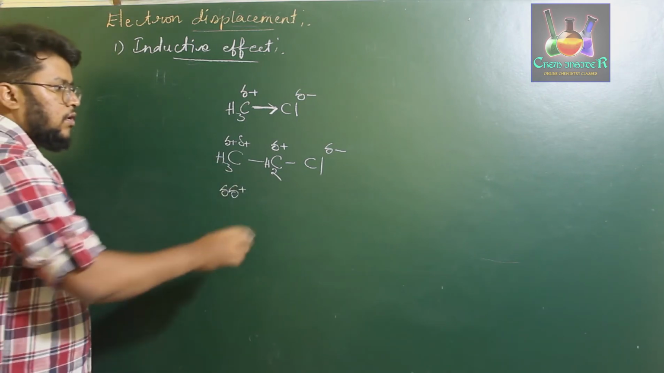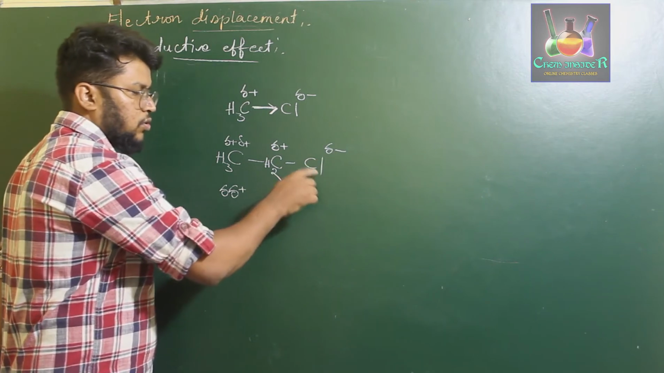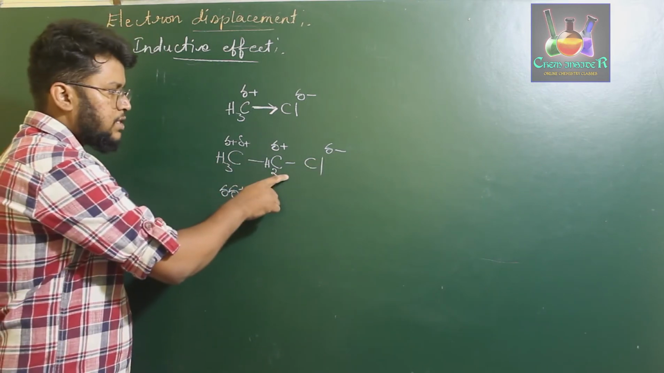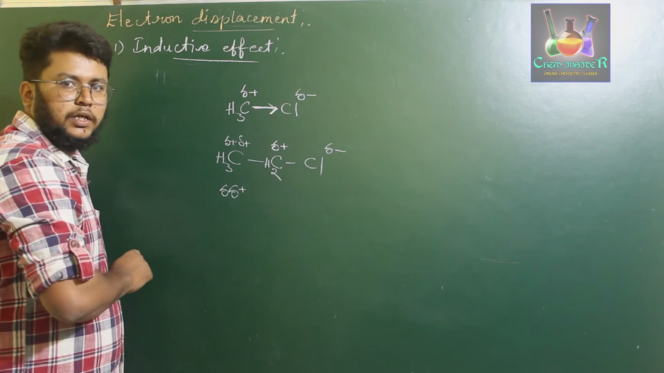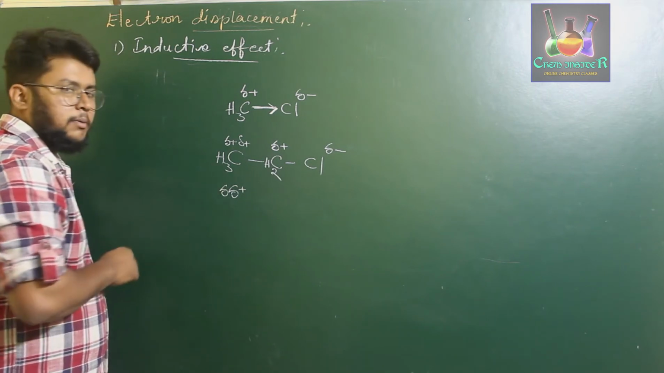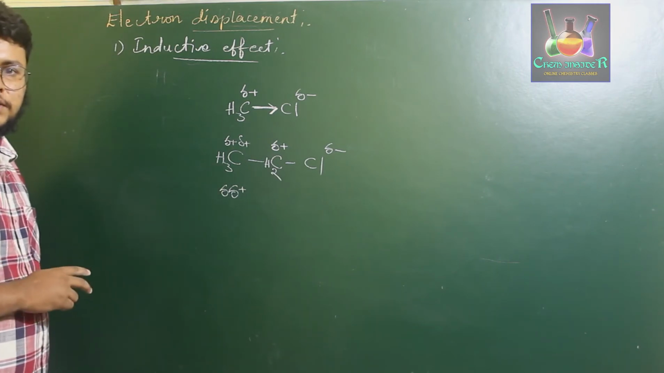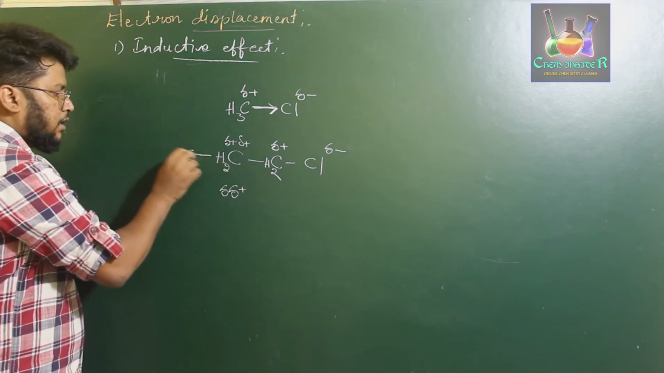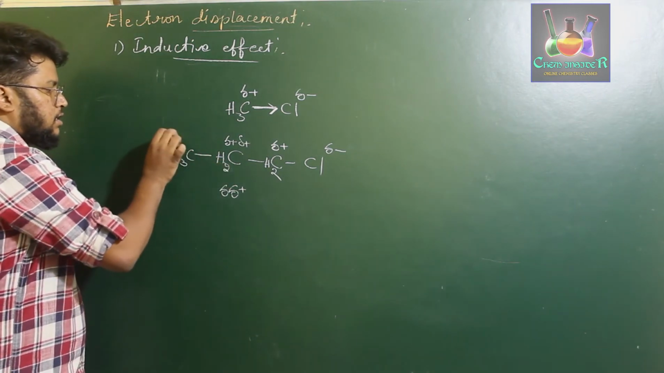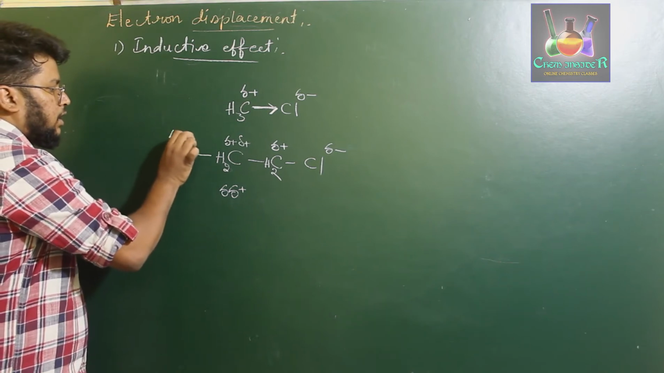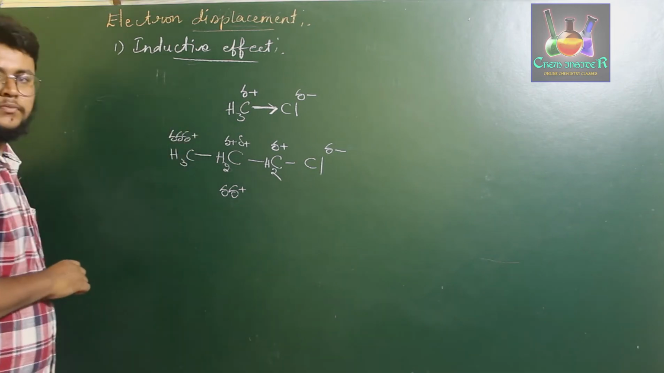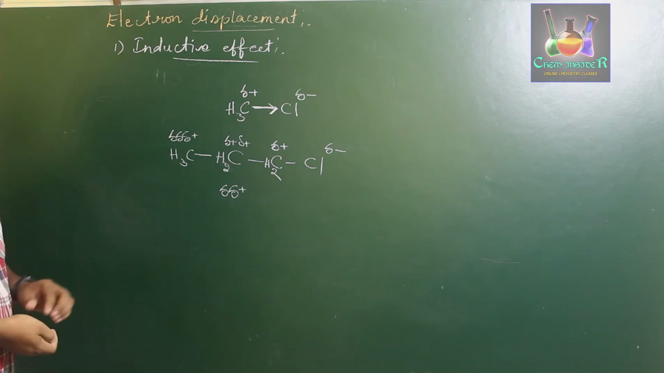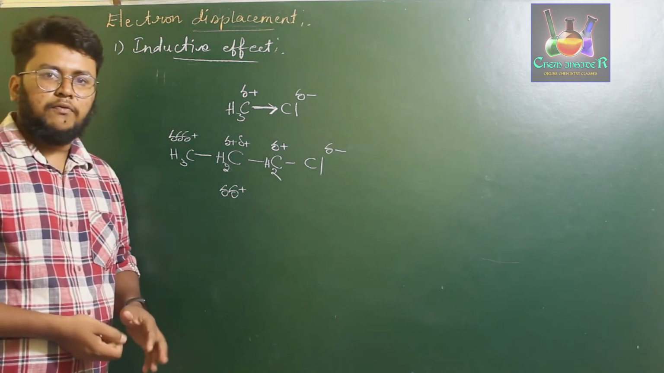So if we find a delta minus on the chlorine atom, the first carbon will be carrying one delta plus charge, and the second carbon will be carrying two delta plus charges. If you attach one more carbon to this terminal carbon group, then this carbon will have delta delta delta plus. This particular effect is called the inductive effect.